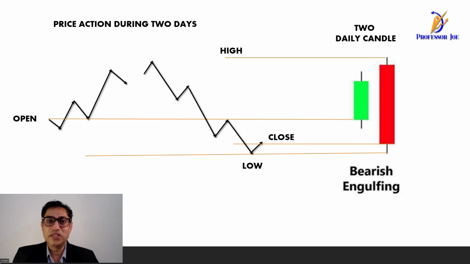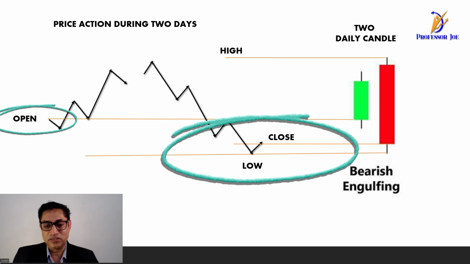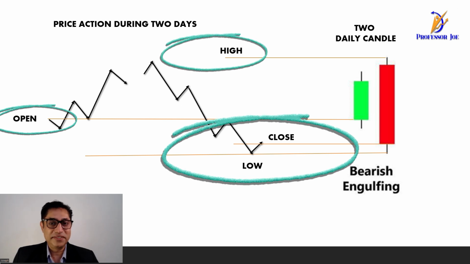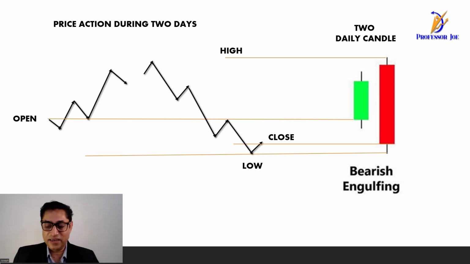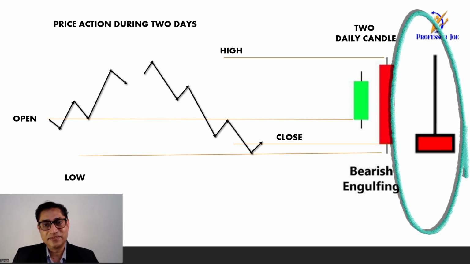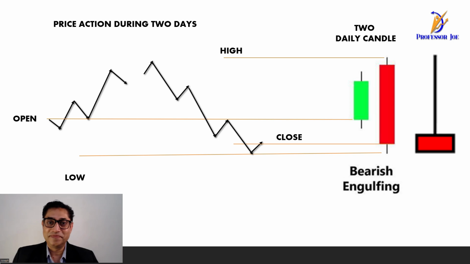If you combine both these candles and the price action that happened between them, you know that this is the opening point, this is the high, this is the low, and this is the closing point. If you try to make a candle out of this, it will look something like this, a shooting star. So if you find a bearish engulfing candle on top of the chart, it is basically representing a shooting star also. A bearish engulfing pattern is a very good indicator that the price can come down from here. Get it? This is how the price action impacts the design of the candlestick.